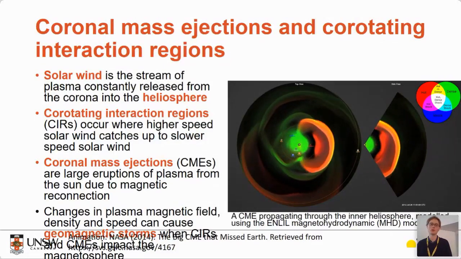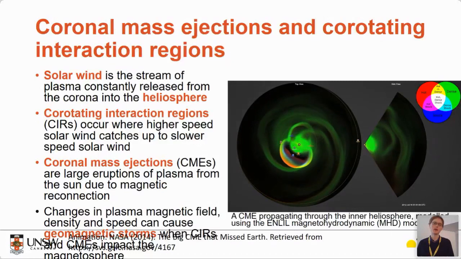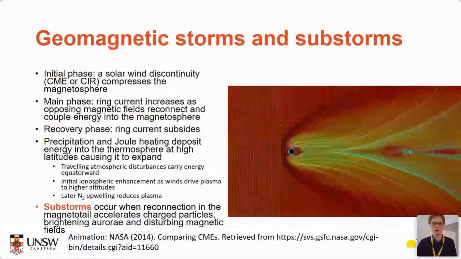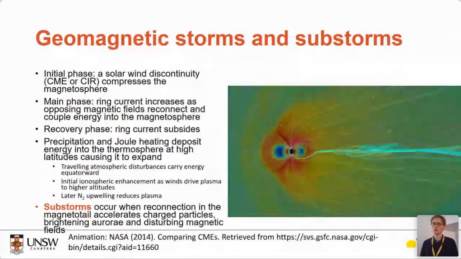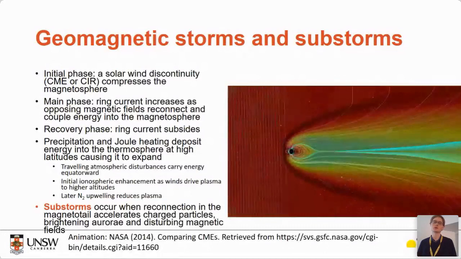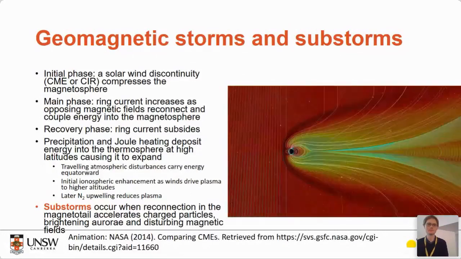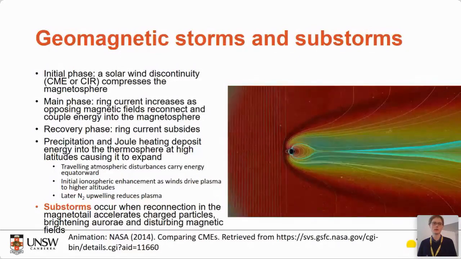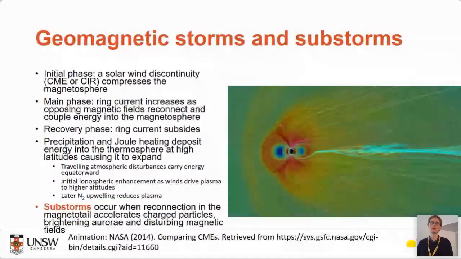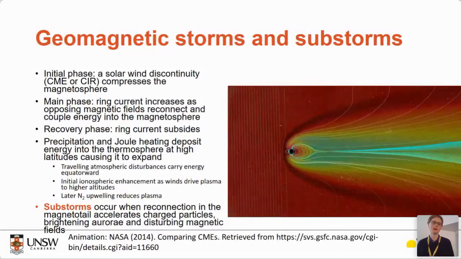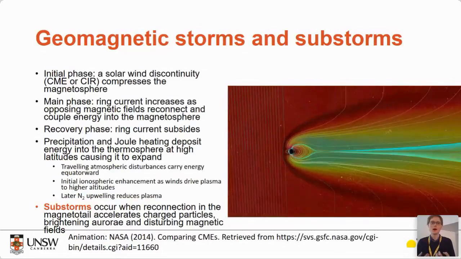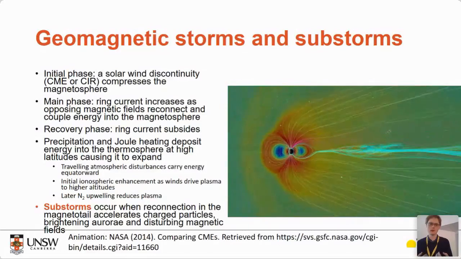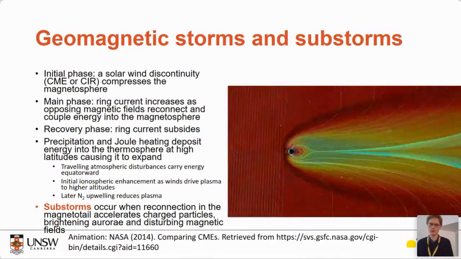Typically, the most extreme geomagnetic storms are caused by CMEs. However, CIRs can also have a significant effect because they last over longer periods of time. The animation on the right shows the effect of a coronal mass ejection causing a geomagnetic storm on the Earth's magnetosphere. During the initial phase of the storm, a discontinuity compresses the magnetosphere. This leads to energy being coupled into the magnetosphere, increasing the ring current, changing magnetic fields at the Earth's surface. This eventually subsides when the coronal mass ejection or CIR passes, and the ring current gradually recovers and the magnetosphere returns to normal.